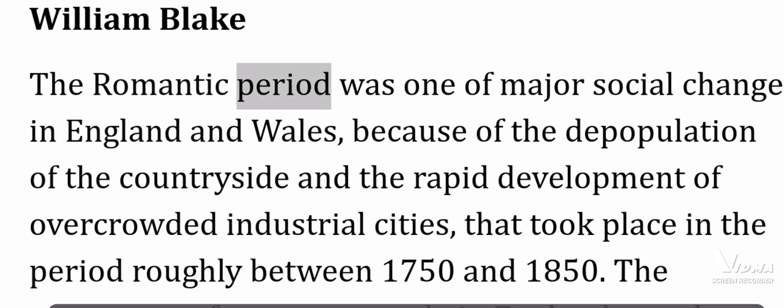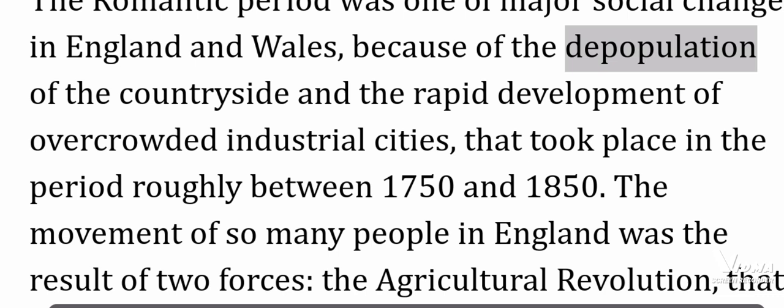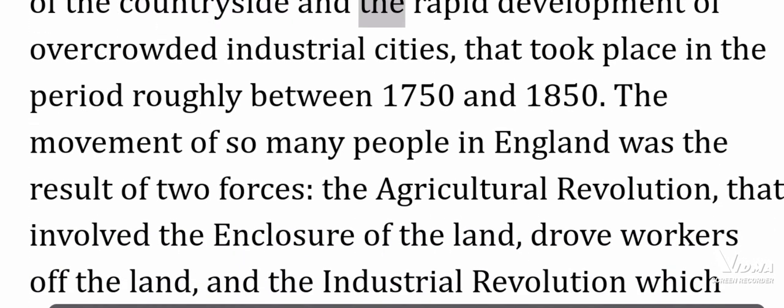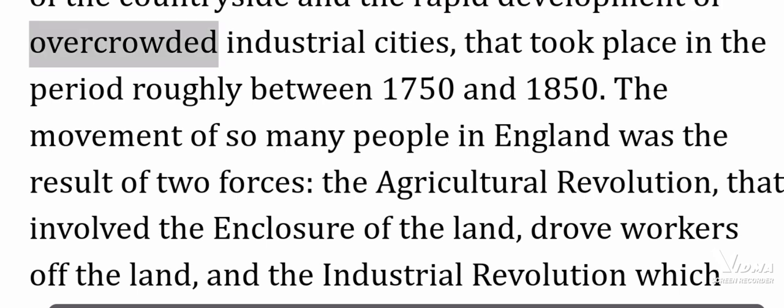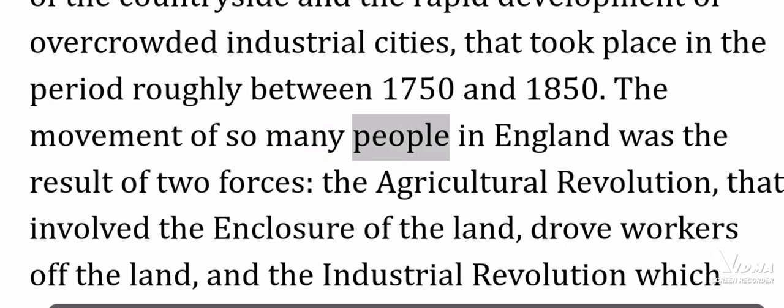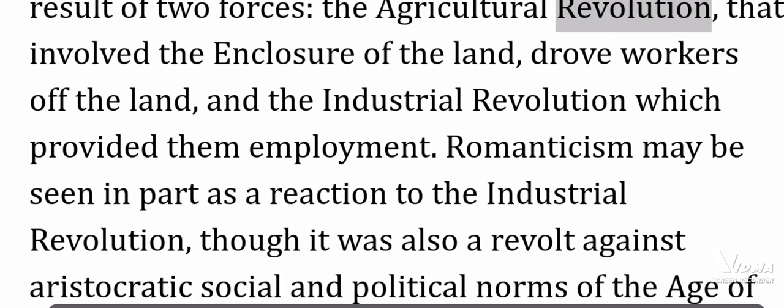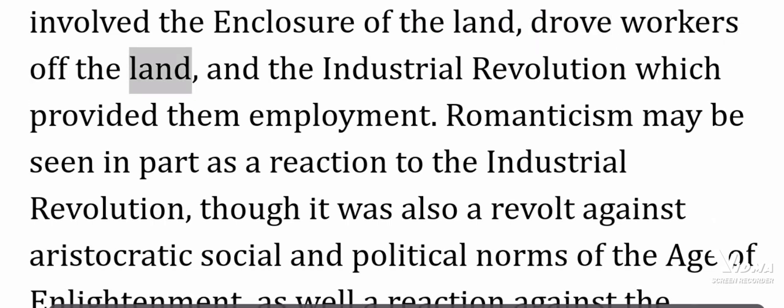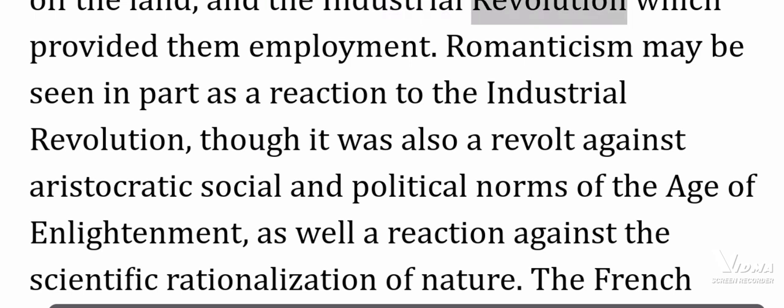The Romantic period was one of major social change in England and Wales, because of the depopulation of the countryside and the rapid development of overcrowded industrial cities that took place in the period roughly between 1750 and 1850. The movement of so many people in England was the result of two forces: the agricultural revolution, that involved the enclosure of the land, drove workers off the land, and the Industrial Revolution, which provided them employment.